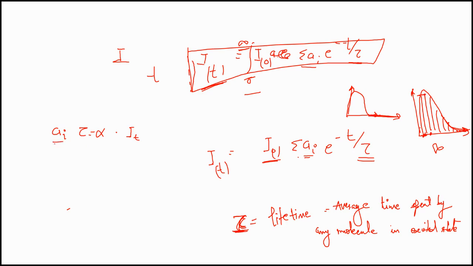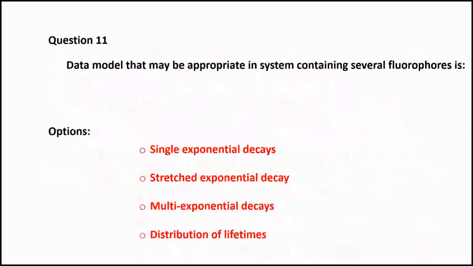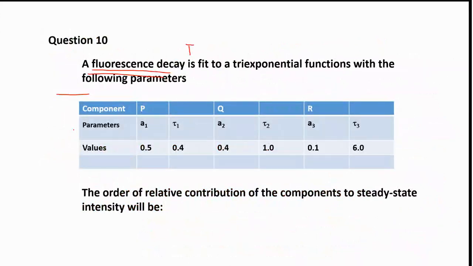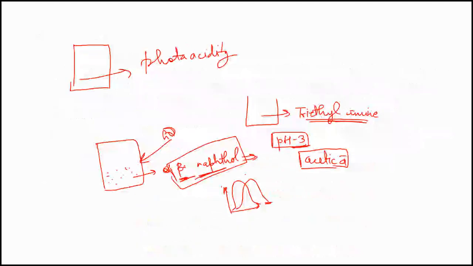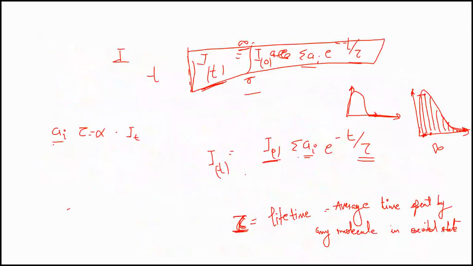So here in our question, what was asked? First of all, it was asked that it is a tri-exponential function, P, Q, R, and the fluorescence decay is fit to these functions and the relative contribution. Now, I'll give you a random question first, and then I'll give you this question and ask you whether you got it or not.